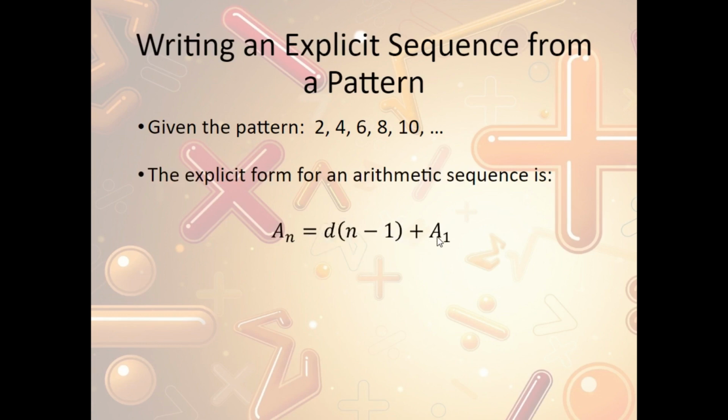Well, we know d and we know a1. So we know d is 2. That was the common difference. And a1 is 2 because that's the first term in the sequence.